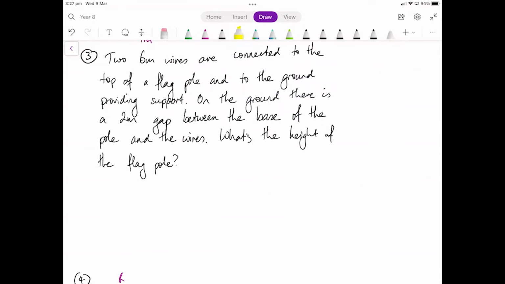Question 3 is another long question. It says two 6-meter wires are connected to the top of a flagpole and to the ground, providing support. On the ground, there is a 2-meter gap between the base of the pole and the wires. What's the height of the flagpole? So let's start by drawing a flagpole. Similar to a wall, a flagpole is just vertical. So I'm just going to draw a vertical line. That's going to be my flagpole.